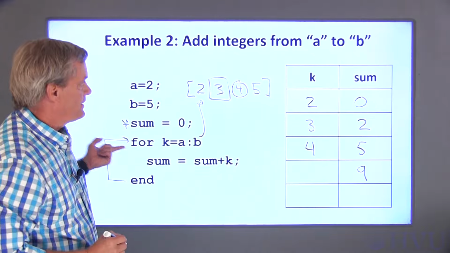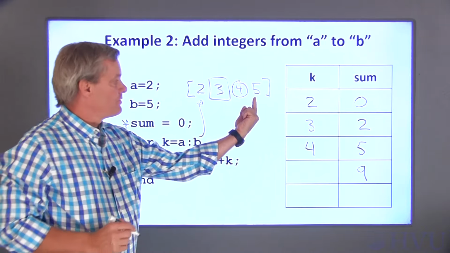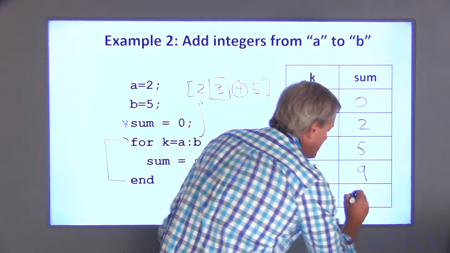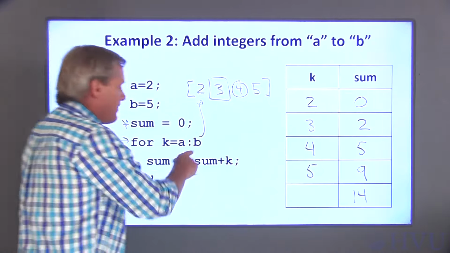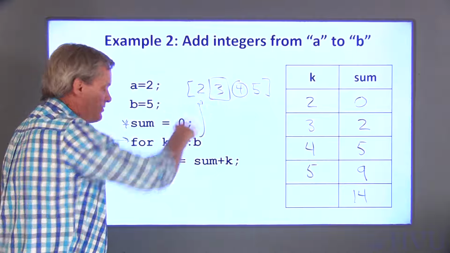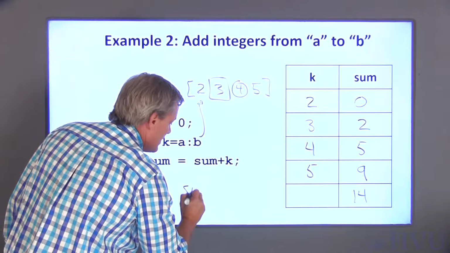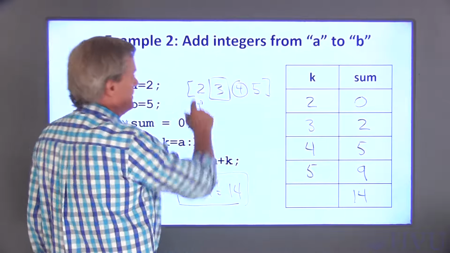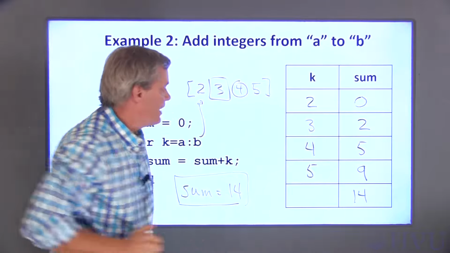That takes me to the end statement. The last time through the loop, k is equal to 5. 5 and 9 is 14. That finishes all the values in this array. I'm done, and the final value of sum is equal to 14, which is 2 plus 3 plus 4 plus 5.